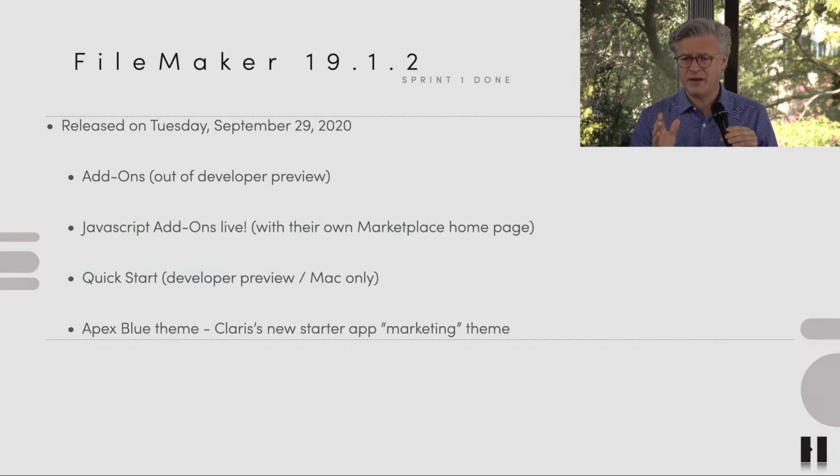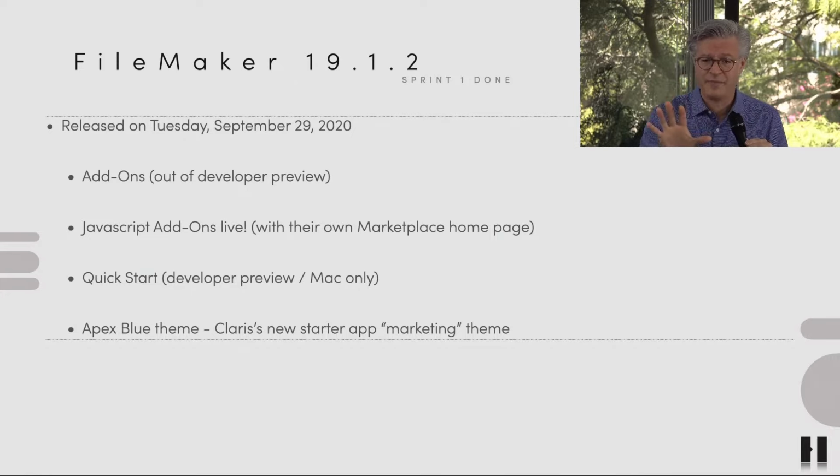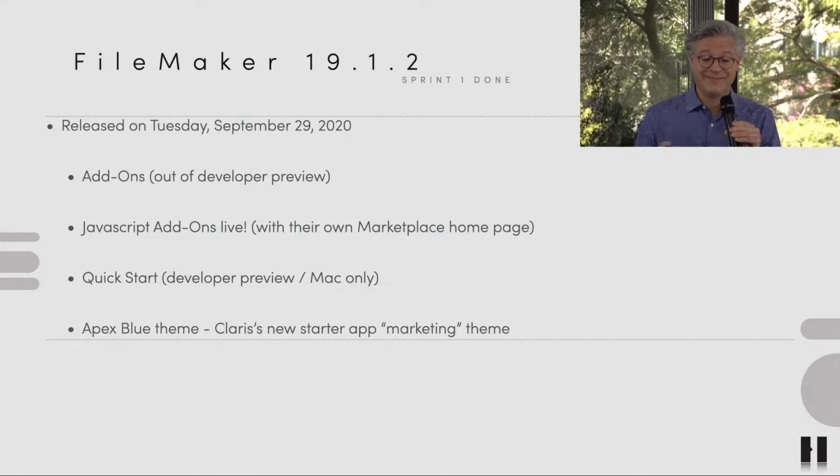Finally, and take this tongue-in-cheek, but perhaps most importantly, the Apex Blue theme has arrived. Now, this theme, and there's a little inside baseball going on here with the thing we've got going on with Claris right now, is going to be Claris' new starter app marketing theme. It ties in with their branding. Note that the color in the FileMaker Pro logo is blue. So that's where the blue comes from. If you want to know what Claris thinks a modern app looks like, just use Apex Blue.